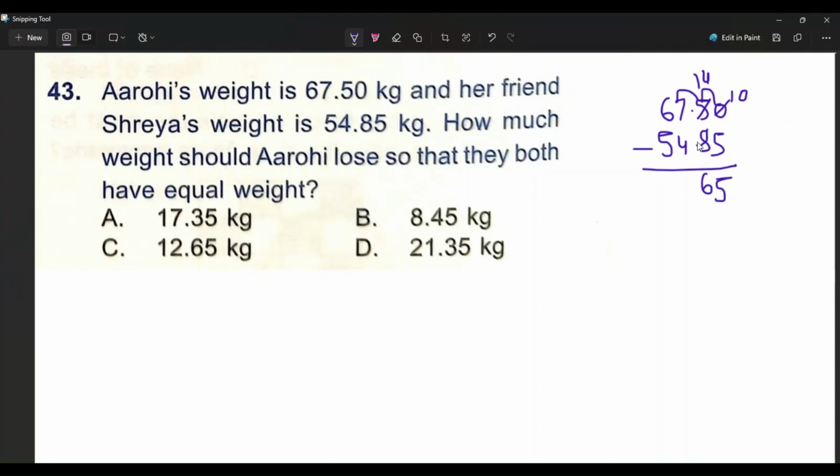After two digits, we have the decimal point. So put a decimal point over here. So 1 when borrowed, it becomes 6. 6 minus 4 is 2. 6 minus 5 is 1. So 12.65 kg weight must be lost by Arohi so that she could be equal in weight with Shreya. So our answer: option A 17.35 kg wrong, option B 8.45 kg wrong, option C 12.65 kg is the right answer, children.